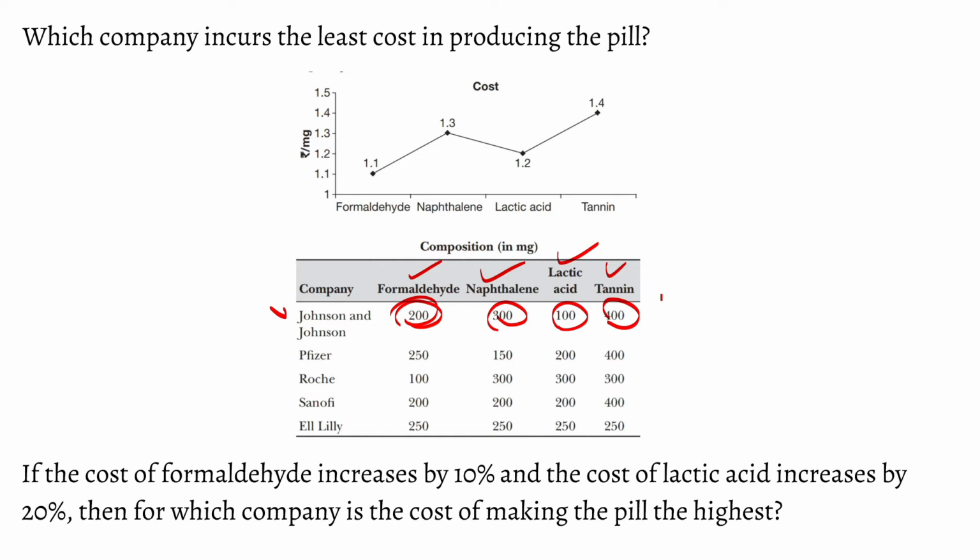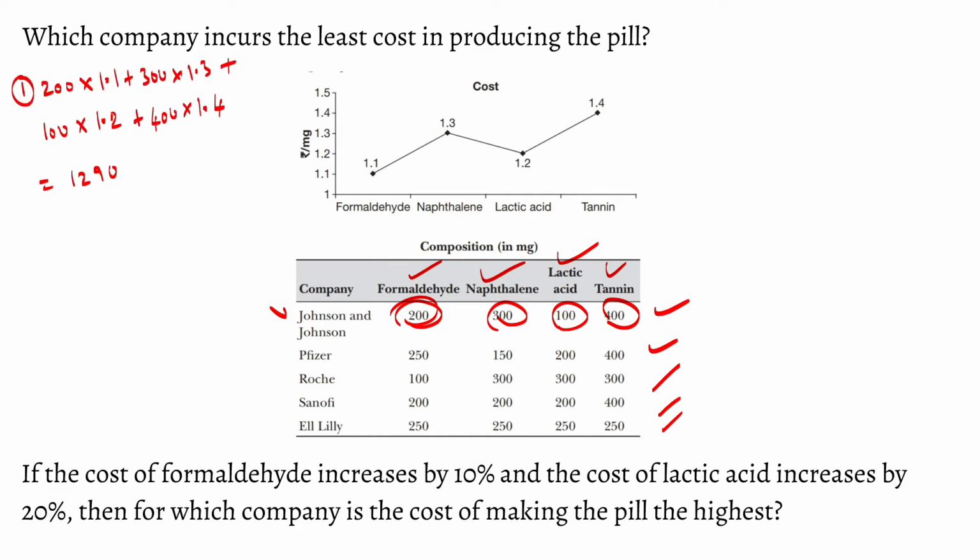So we have to calculate for each and every company like this, and then compare the values. You can do this on your own, but I will write the calculation part here. So this is for the first company. How I calculated, I explained: 200 into the respective price of the chemical per mg, right? For 1 mg it's 1.1, so for 200 mg it's 200 into 1.1 rupees. So to produce one pill, the first company incurs this much cost. Now calculate for the second company.